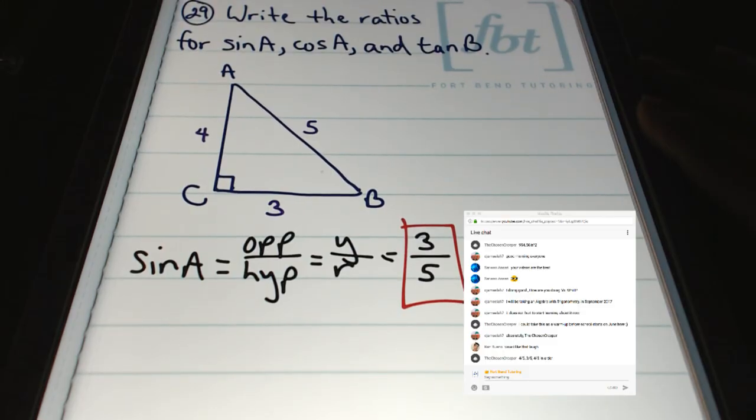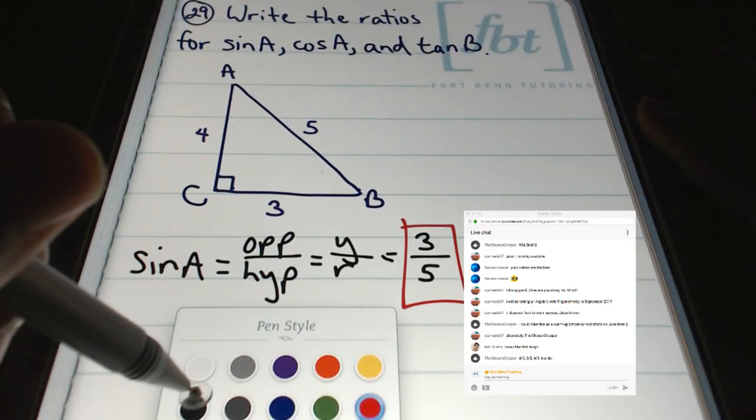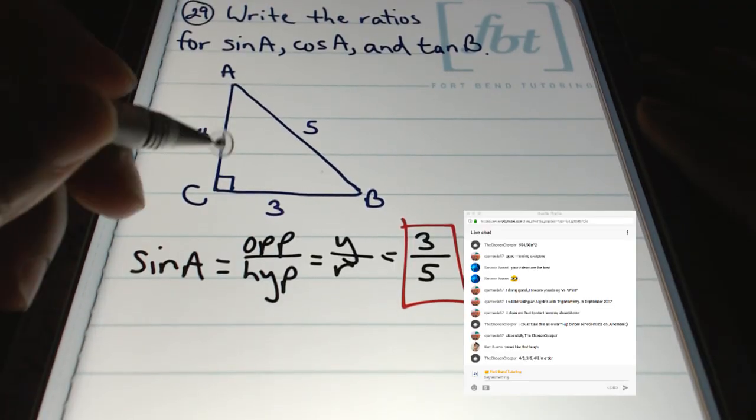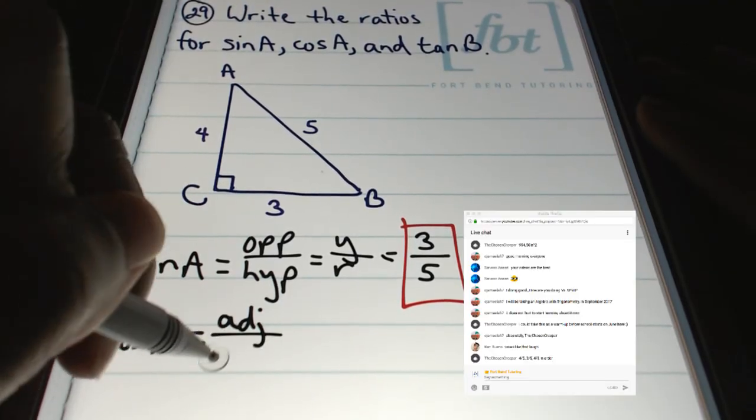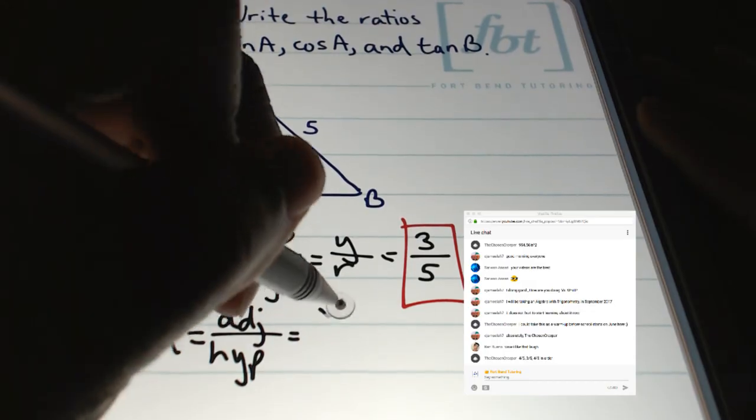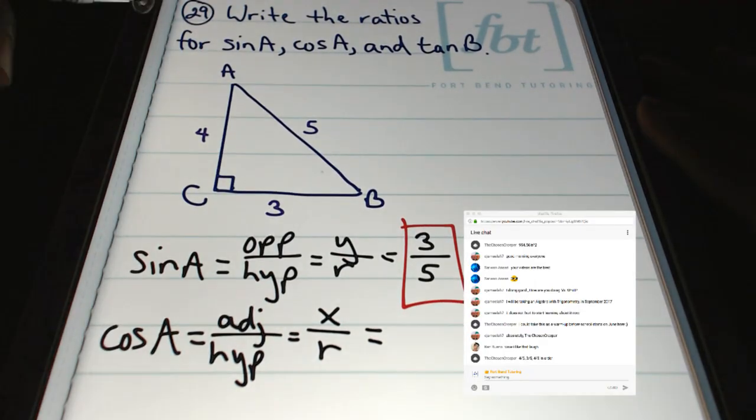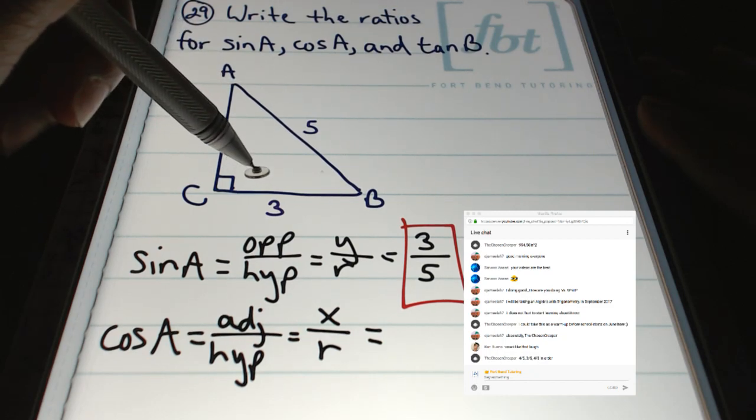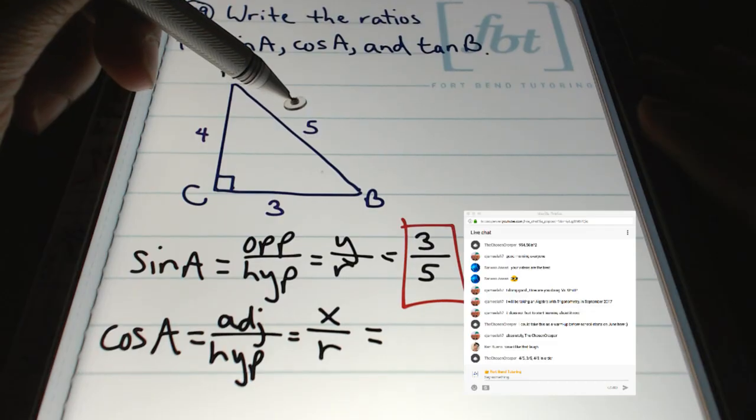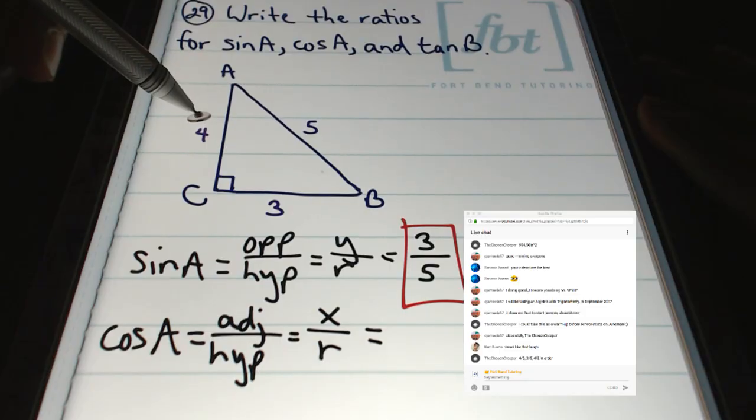Now to check out what we'll need for cosine of A. The ratio for cosine of A, guys, is going to be the adjacent side divided by the hypotenuse, or you could say it's going to be that x value over r. So once again, you're going to put your finger on the angle that you're referring to. We're looking at A. We already know going straight across is the opposite side, and the longest side, opposite the right angle, is the hypotenuse. So that leftover side is the adjacent side.